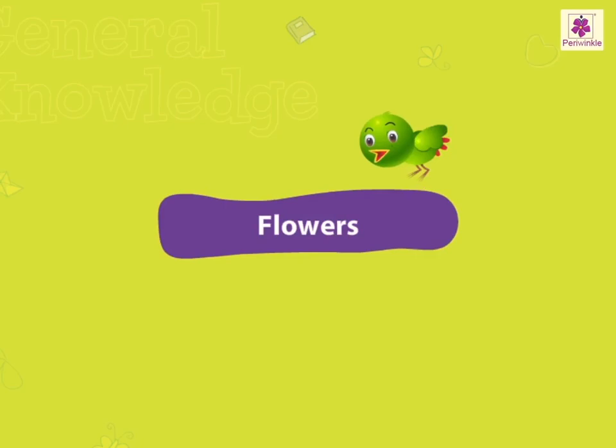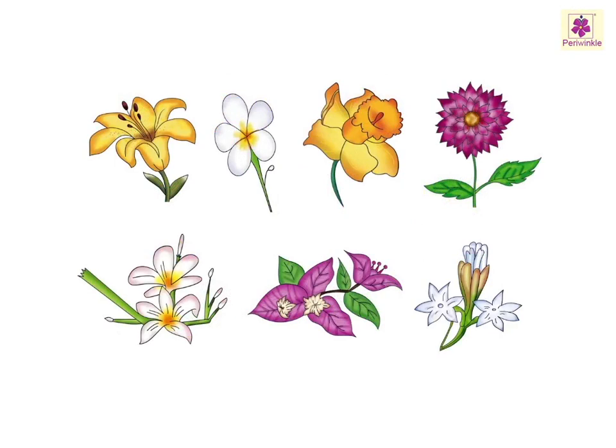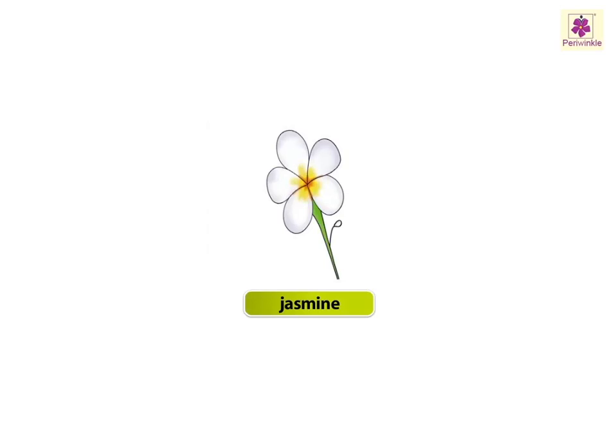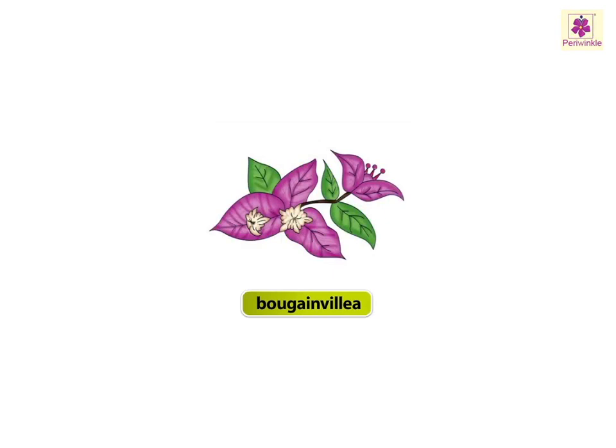Flowers. We have learnt about some flowers in book A. Let's look at some more flowers. Lily. Jasmine. Daffodil. Dahlia. Champa. Bougainvillea. Rajanigandha or tuberose.